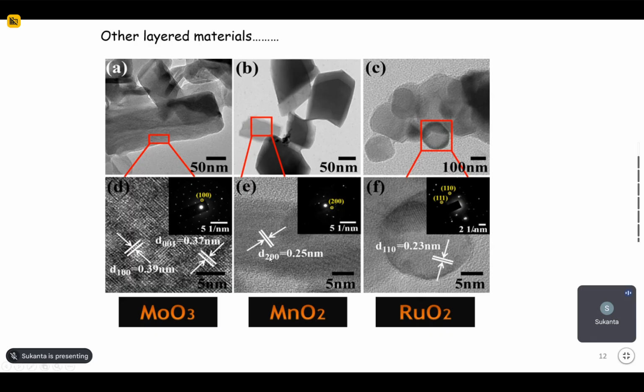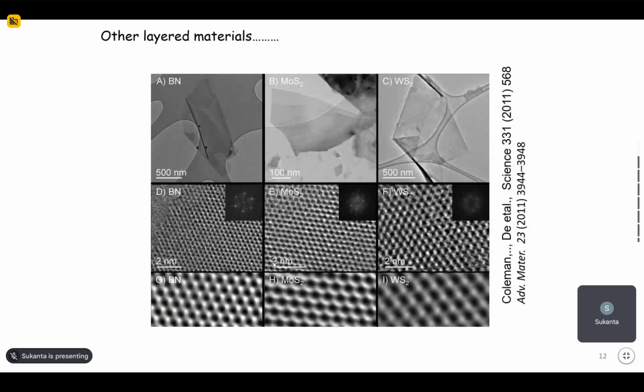Not only organic solvent, you can use water, but you need a different type of surfactant for that. We can also prepare boron nitride, MoS2, tungsten sulfide, and this type of materials. We can prepare two-dimensional nanomaterials using liquid phase exfoliation.